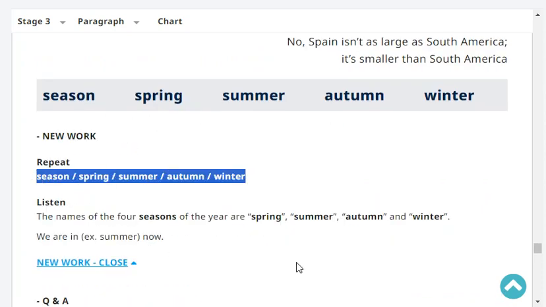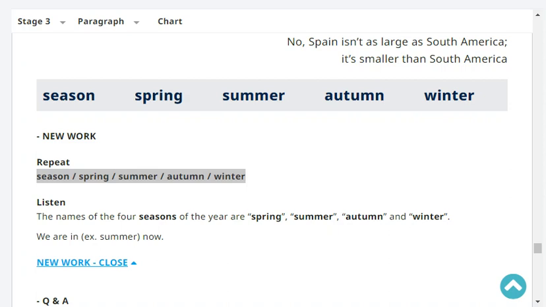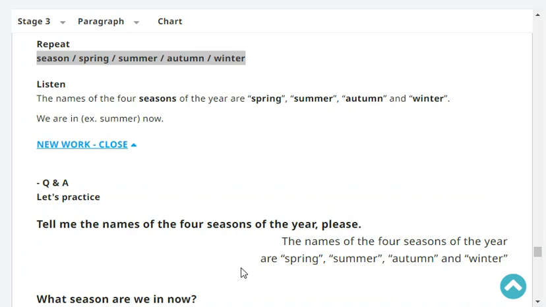Season. Spring, summer, autumn, winter. Very good. Okay. Listen. The names of the four seasons of the year are spring, summer, autumn, and winter. We are in winter now, right?